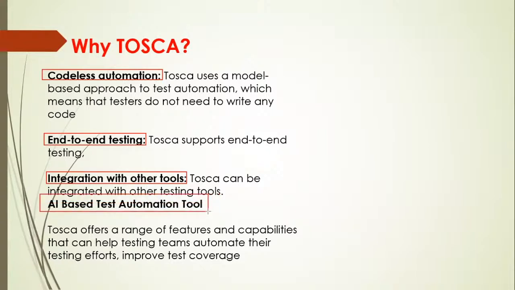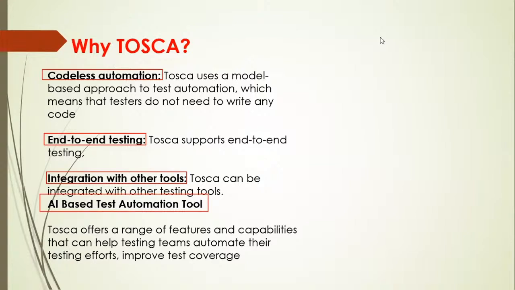Next, an AI-based test automation tool. The Tricentis team has implemented artificial intelligence-based features in the TOSCA tool to recognize controls by unique properties. Nowadays the market is always going toward artificial intelligence. The automation tools we have in the market all use a static approach, with no integration with artificial intelligence. But now TOSCA is integrated with artificial intelligence, and we use those features in test development too. Finally, TOSCA offers a range of features that help testing teams automate their testing efforts and improve test coverage.